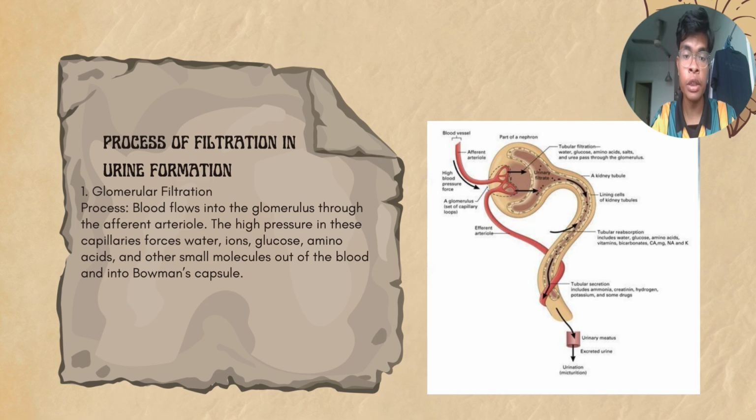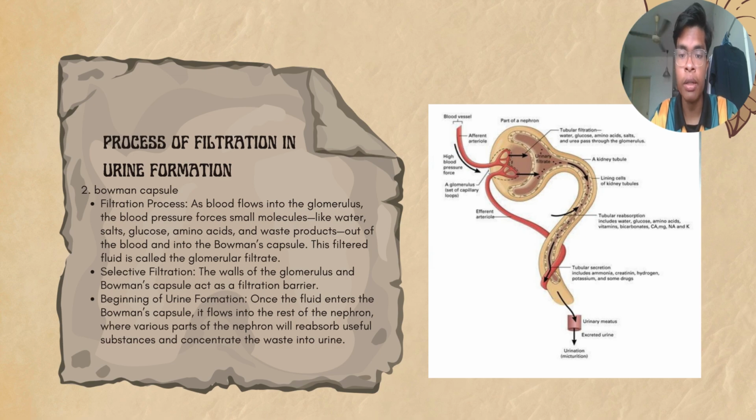As you can see from the picture on the right, on the top left is a blood vessel where blood enters through the afferent artery to the glomerulus. The glomerulus is where the dotted circular line is. After that, the high pressure in the capillaries forces small molecules out of the blood into the Bowman's capsule.